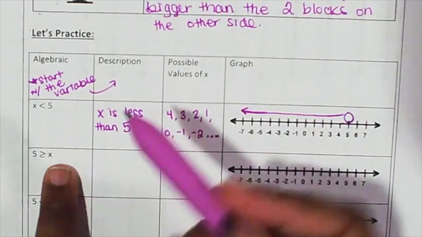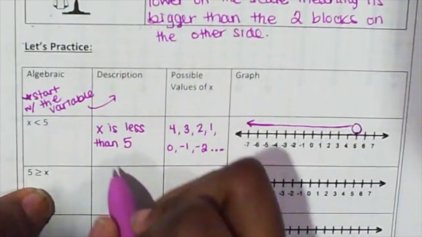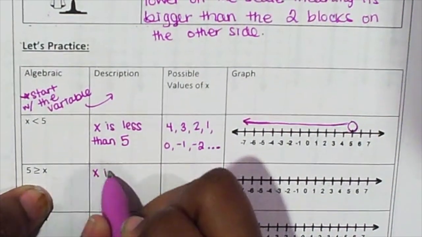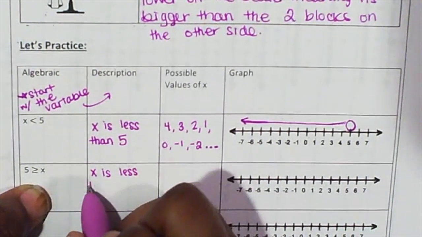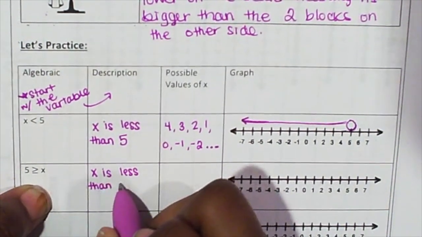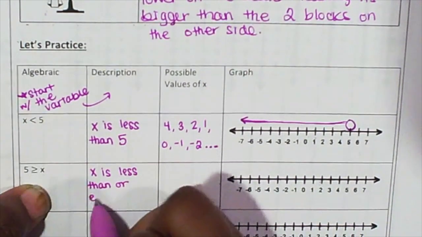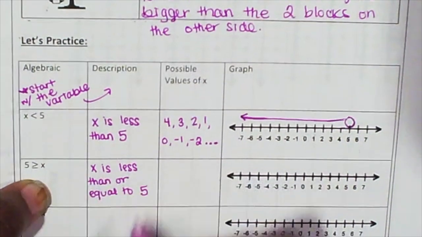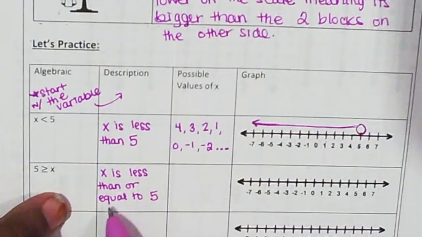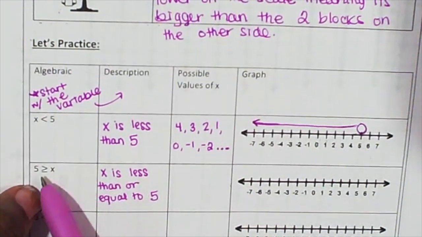Now looking at the next question. X again is behind our inequality symbol. In this case, x is less than or equal to 5. I include the words "or equal to" because that single bar underneath the inequality symbol lets me indicate that 5 is included in my solution set.